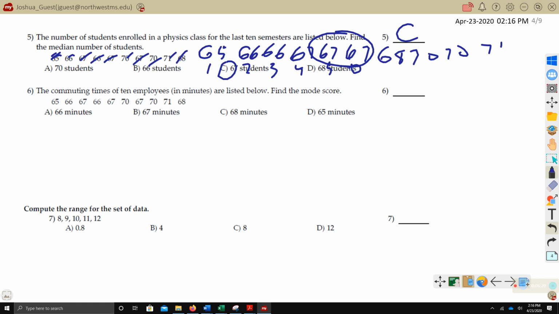Find the mode. So here, if we look through here, the mode's going to be the one that occurs the most. 65 occurs once, 66 twice, 67 3 times, 70 twice, so 67 is the mode there. So then for number 6, it should be B. All right, 67 is the mode. 67 minutes, that's the one that occurs the most.